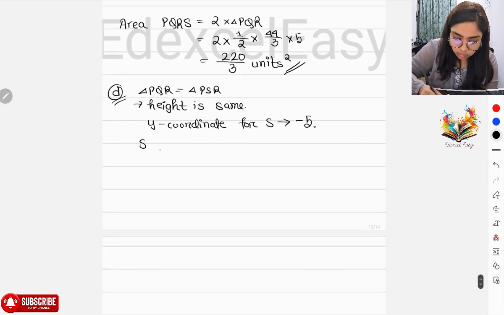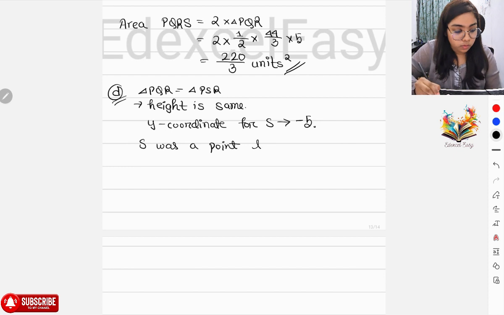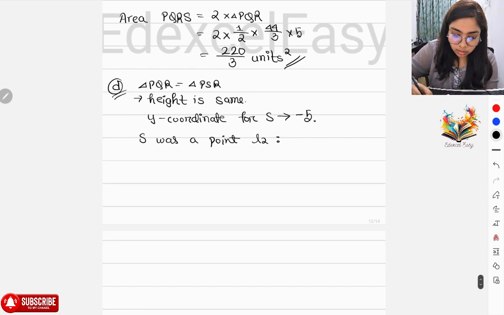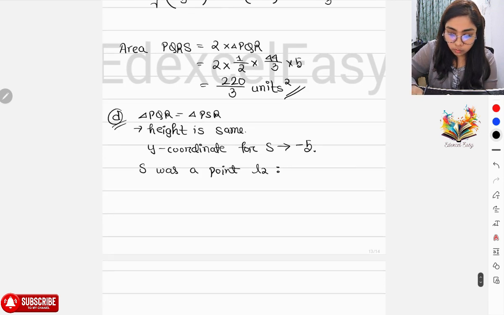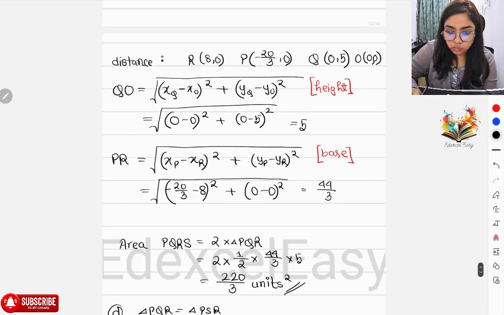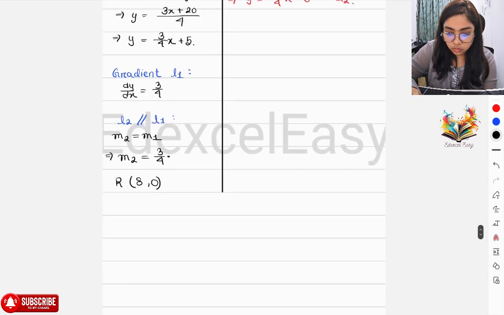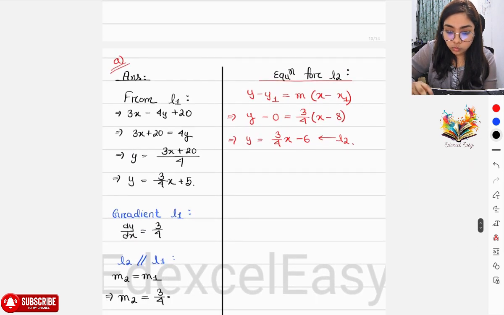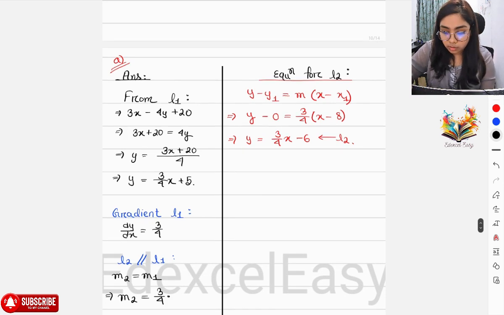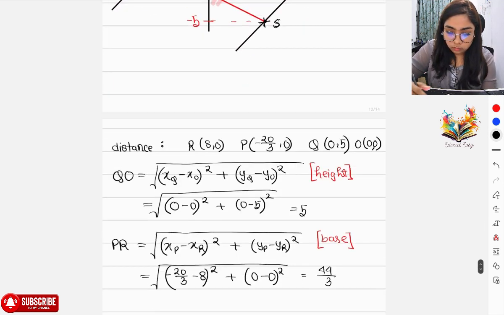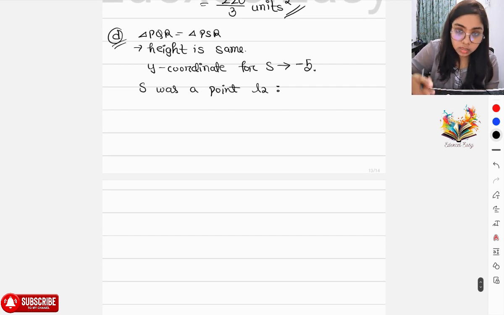And also S was a point on L2, which means that if S is a point on L2, I can say the equation for your line L2 was what? We calculated that at the very start. Sorry, yeah, it was y equals 3 by 4 x minus 6. Okay, so now I can just input the value y equals minus 5 into that equation, since S is a point on the line L2.